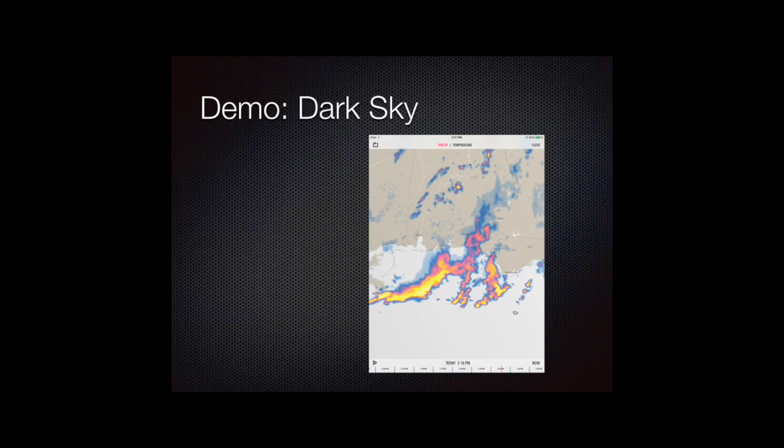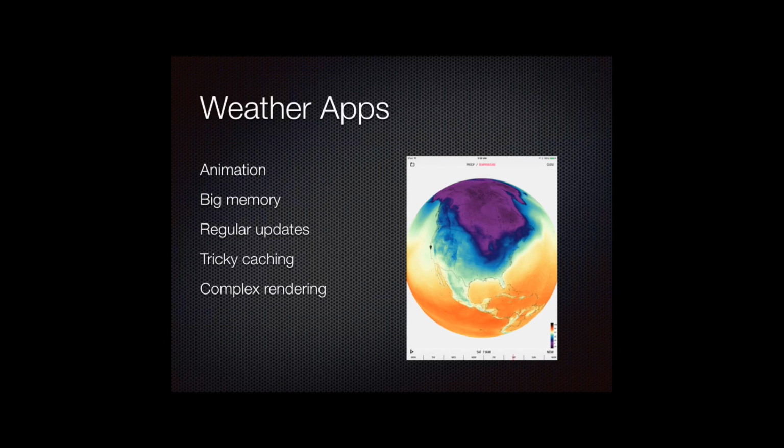As I mentioned, there are a lot of interesting problems related to weather apps. One is the animation, of course. You need to be able to show the user how things change over time. That requires a lot of memory, and of course a weather app is tied to the current time, so you have to deal with regular updates. You can't just cache all the data and then show it. The data becomes invalidated fairly quickly. And the rendering itself can get fairly complex. There's lookups involved for this false color image, for example.